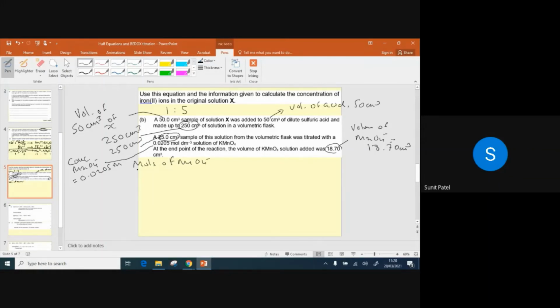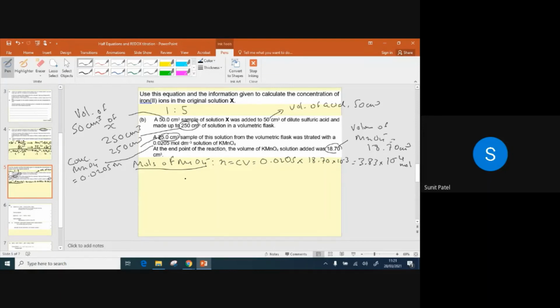MnO4 minus, okay, there we go. So let's go ahead, and to work out moles, I've got the concentration and I've got the volume. So here we go. 0.0205 times 18.70 times 10 to the minus 3 equals, into your calculator, remember you can pause these things if you wish. I get 3.83 times 10 to the minus 4 moles. Okay, that's of MnO4 minus.